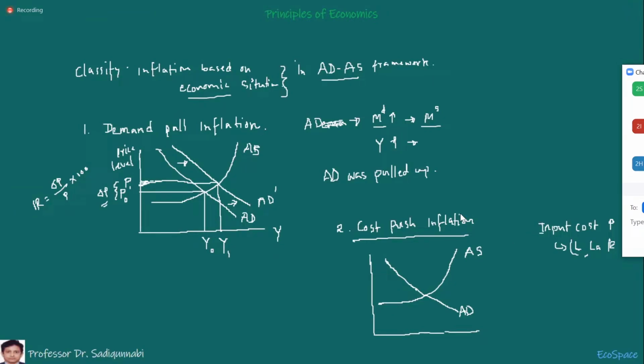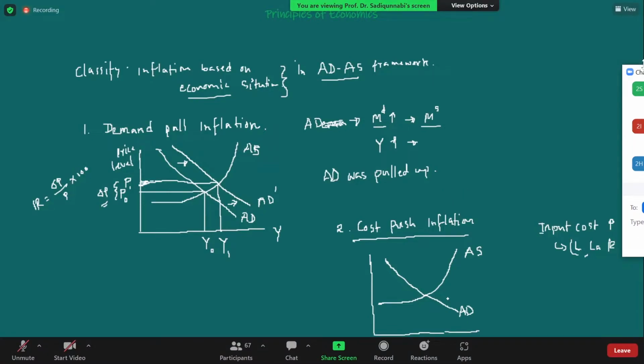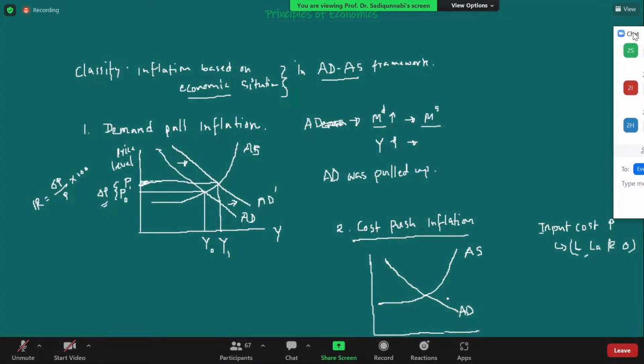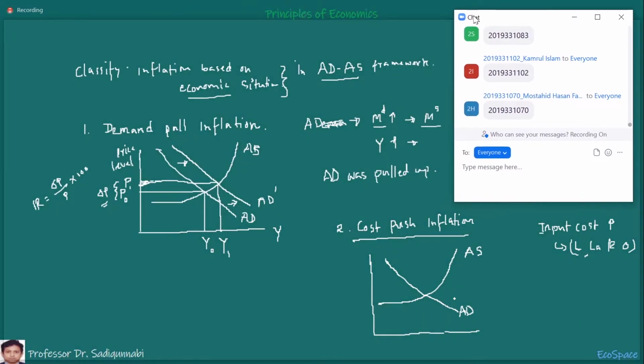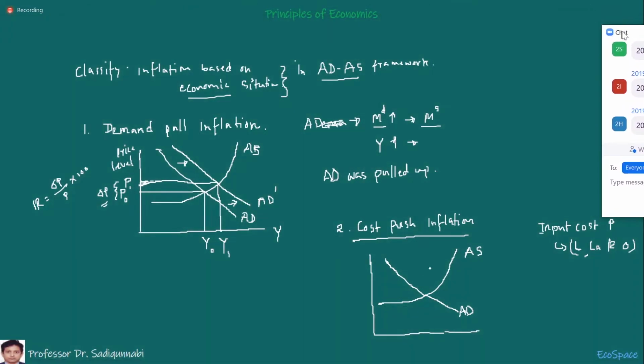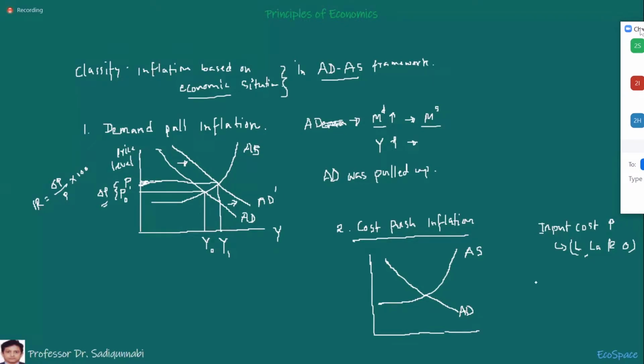This will affect which curve, the AS curve or the AD curve? AS curve, because the cost is related to supply. So this will push up the aggregate supply curve. Because cost is high, it pushes up the aggregate supply curve. So the aggregate supply curve will shift up here like this. This is your new aggregate supply curve.